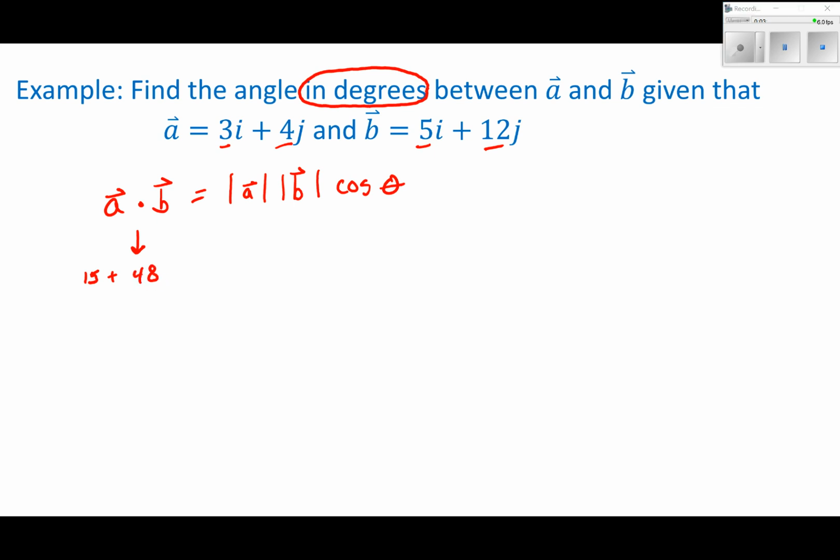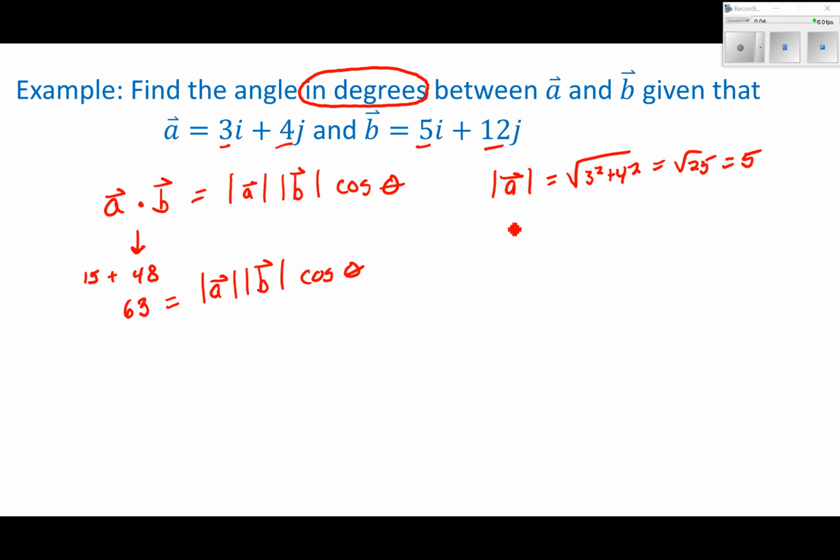So therefore, our dot product is 63. So now I know 63 is equal to the magnitude of A times the magnitude of B cosine of theta. And we're trying to figure out what that theta is. Well, we know we can find the magnitudes of A. The magnitude of A is going to be the square root of 3 squared plus 4 squared. That gets us the square root of 25, which is just 5.